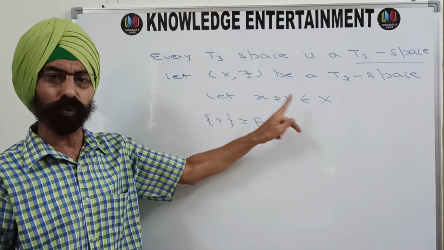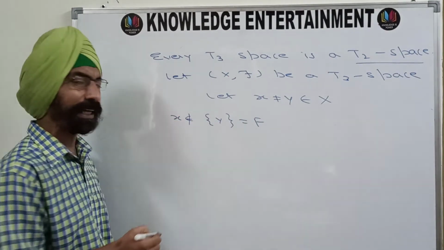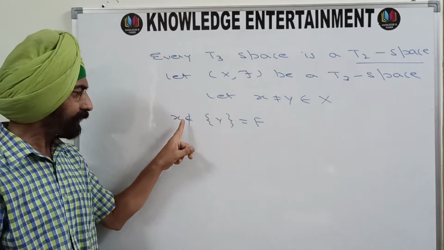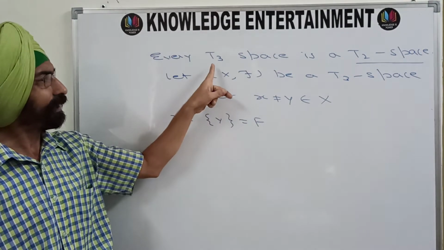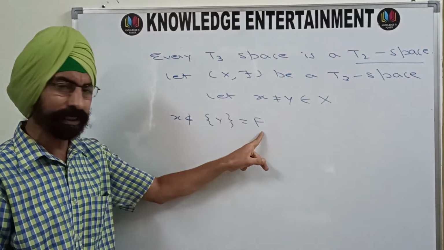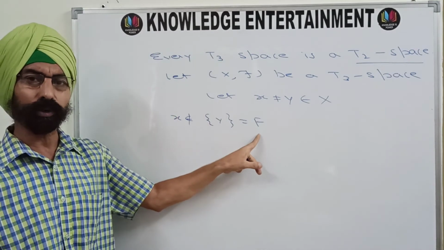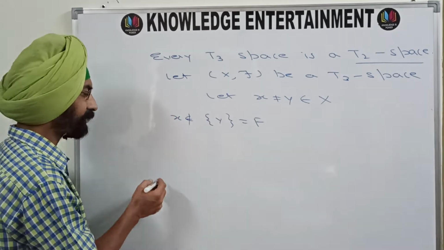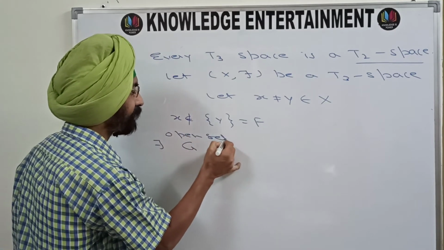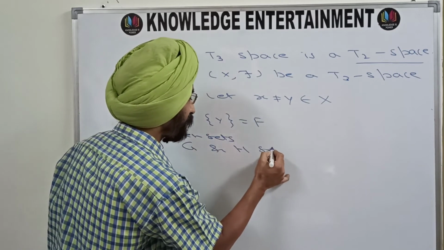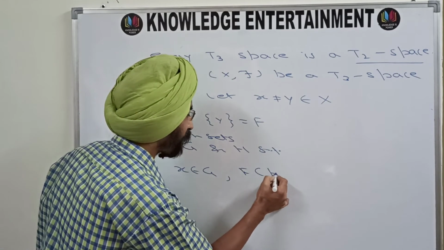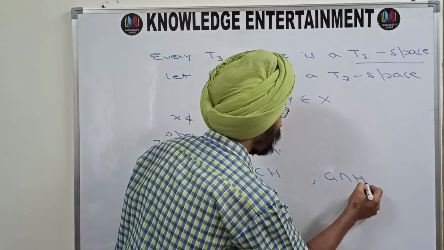Since x is not equal to y, it is very clear that x does not belong to this set. So now you have a closed set and a point that does not belong to that closed set, and the space is T3, that means regular also. So now we apply the condition of regular spaces, a closed set and a point that does not belong to the closed set. What the regular space condition says is that there must exist two open sets G and H such that x belongs to G, F is a subset of H, and G intersection H is phi.